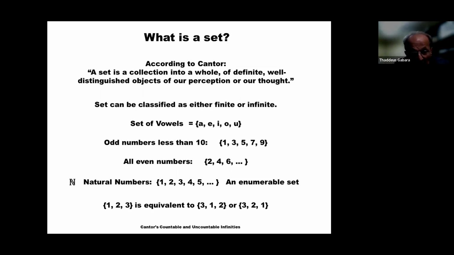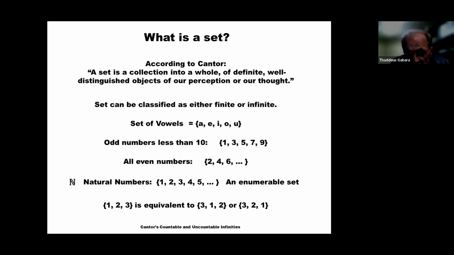Some examples of sets: sets are shown by enclosure within curly brackets. So let's say I asked for the set of vowels. We would have A, E, I, O, U, enclosed in curly brackets. So that's a set. You could have all the odd numbers less than 10. So here we have a set: 1, 3, 5, 7, 9.